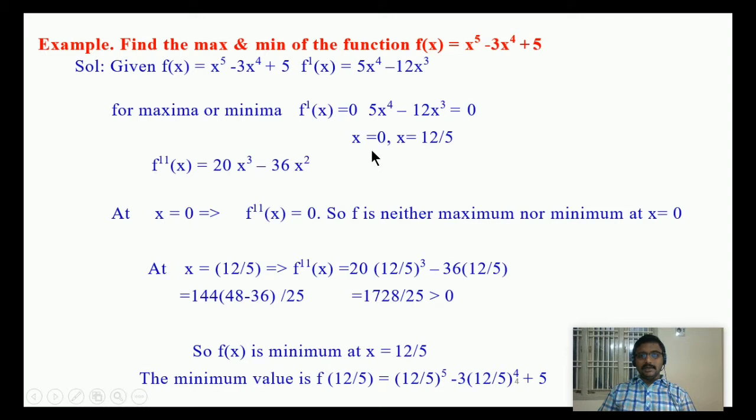Now the stationary points are x is 0 and x is 12 by 5. At the point x is 0, f double dash of x is clearly 0. So f has neither a maximum nor a minimum at the point x is 0. Now at the point 12 by 5, f double dash of x is clearly a positive value. So f of x is a minimum at the point x is 12 by 5. The minimum value also can be obtained just by substituting x as 12 by 5 in the given expression.